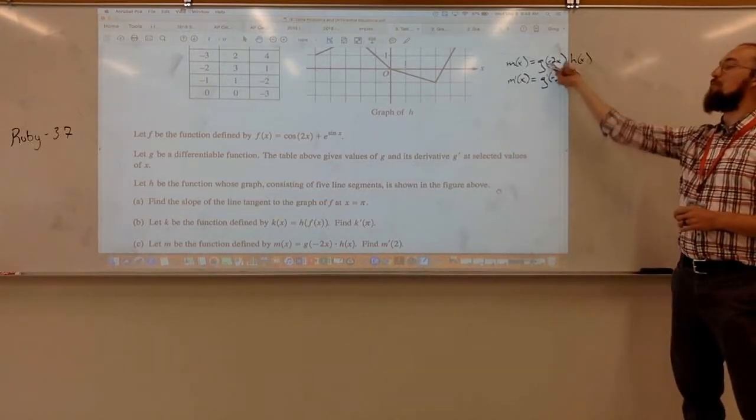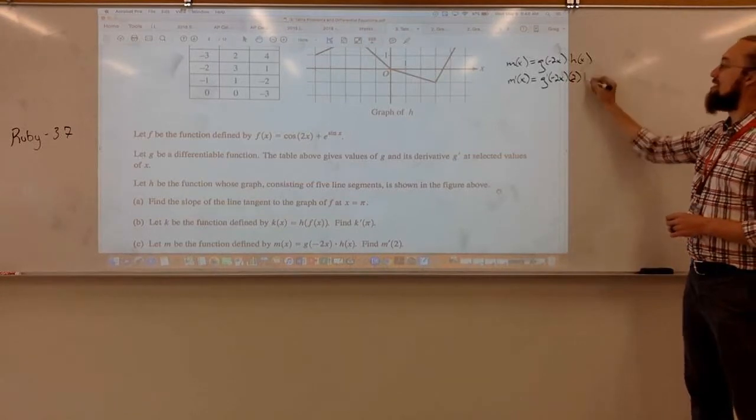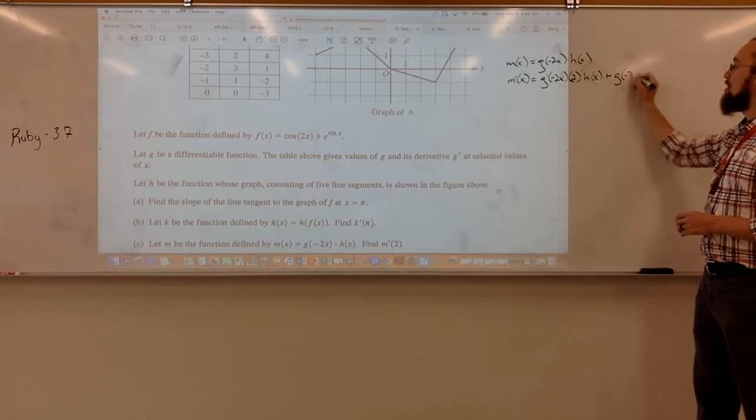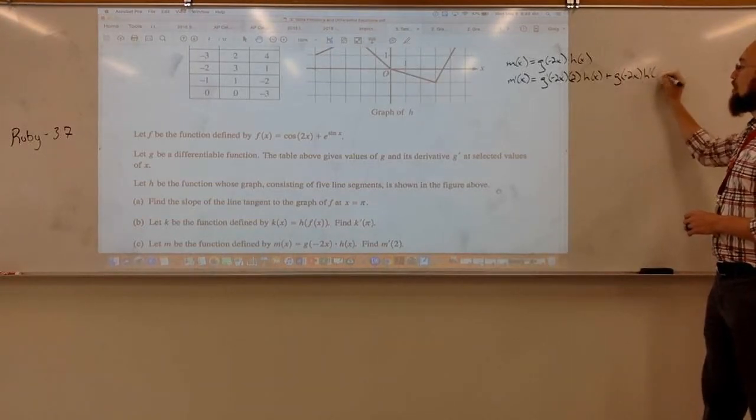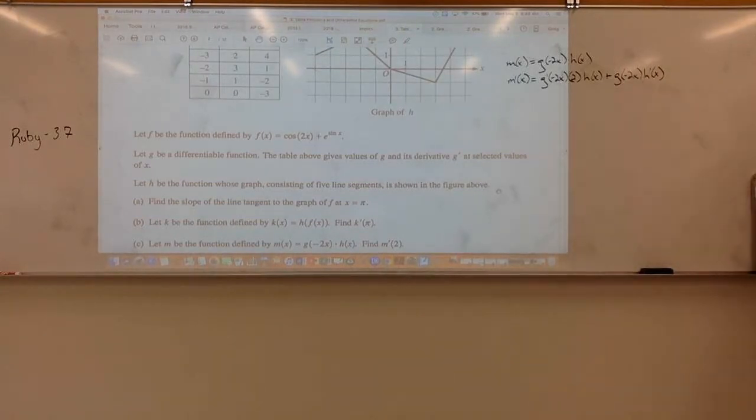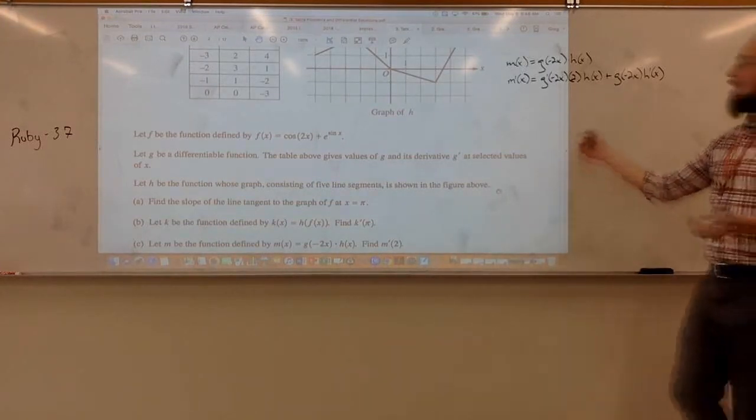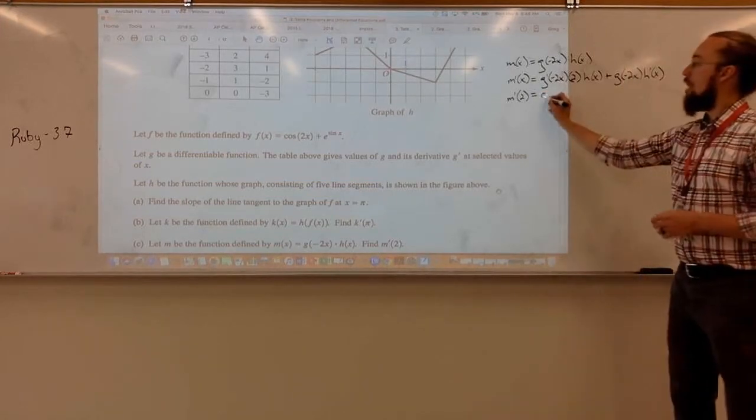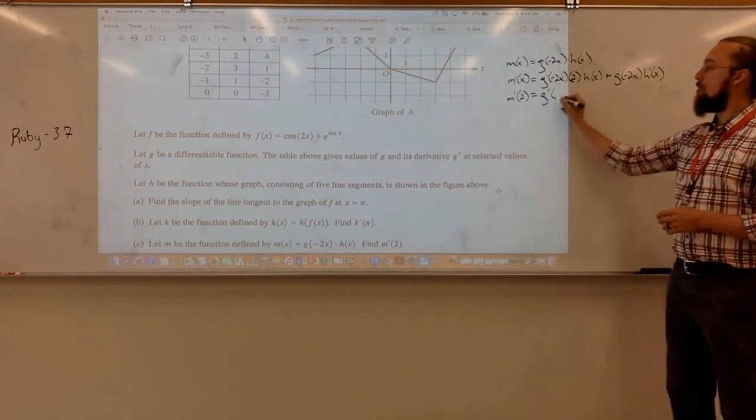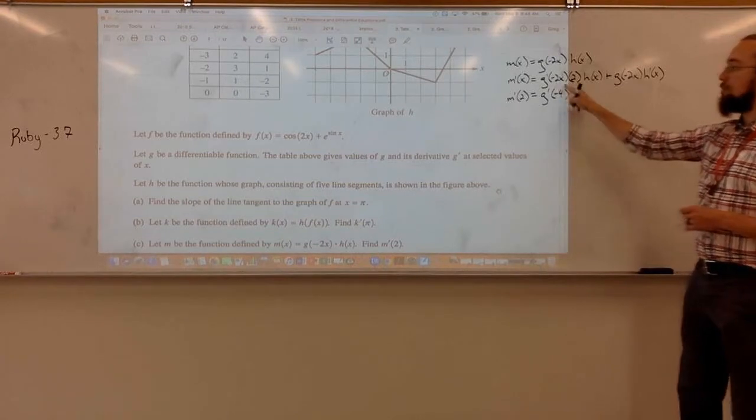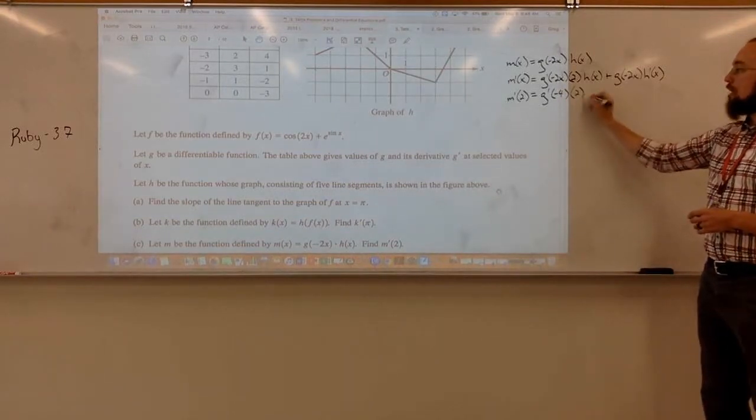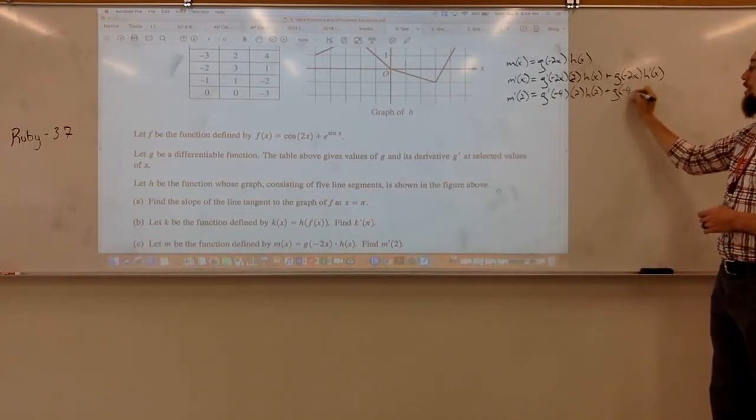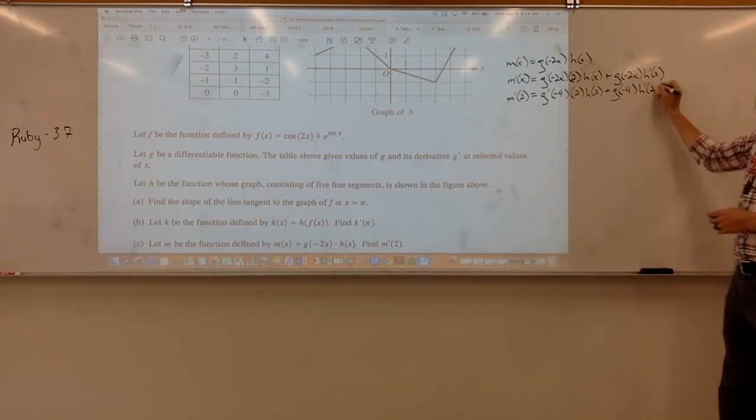Derivative of the first times the second plus the first times the derivative of the second. Now I want to evaluate m prime of 2. So if I plug 2 in, I will have g prime of negative 4, just multiplying that by 2, times 2 times h of 2 plus g of negative 4 times h prime of 2.